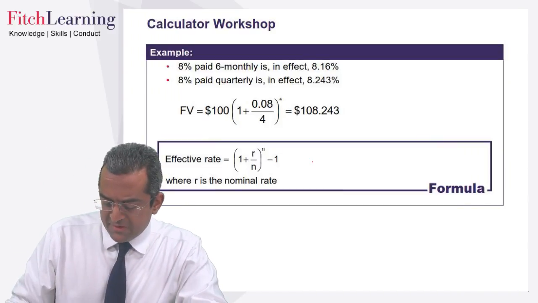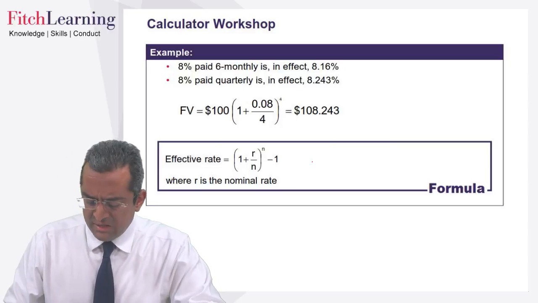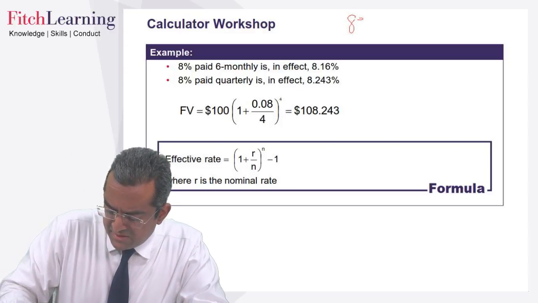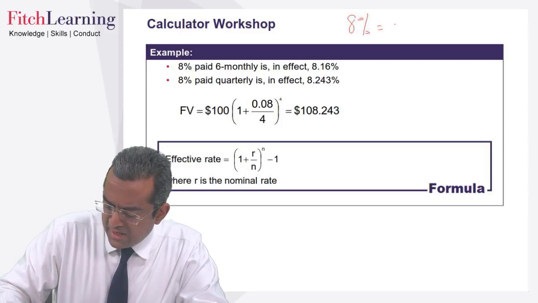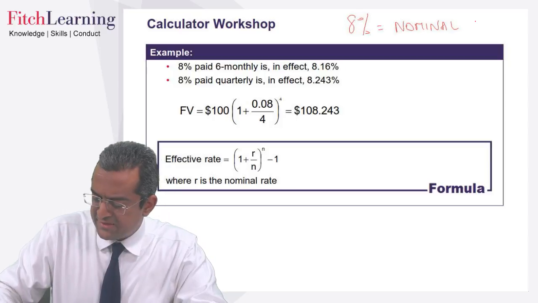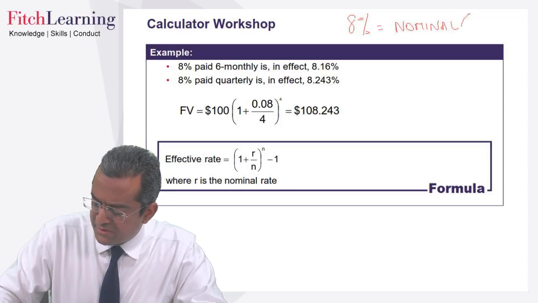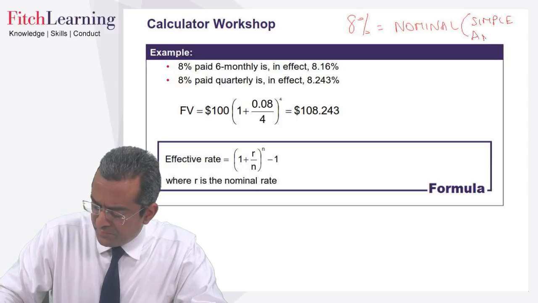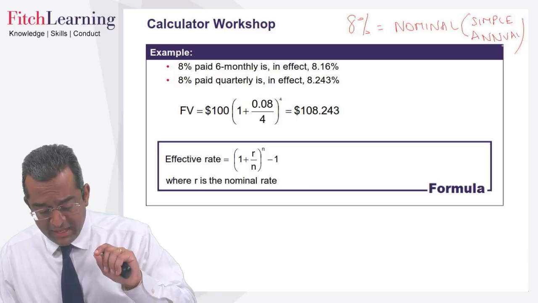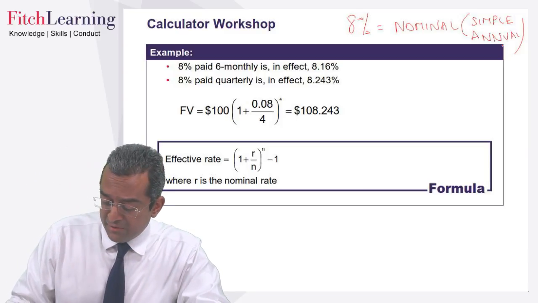It says 8% paid 6 monthly, or 8% paid quarterly. Now, the 8% in this story is a nominal rate. The 8% is a simply annualized, okay, a simple annual rate. But how do you work out the EAR or the effective annual rate from that?